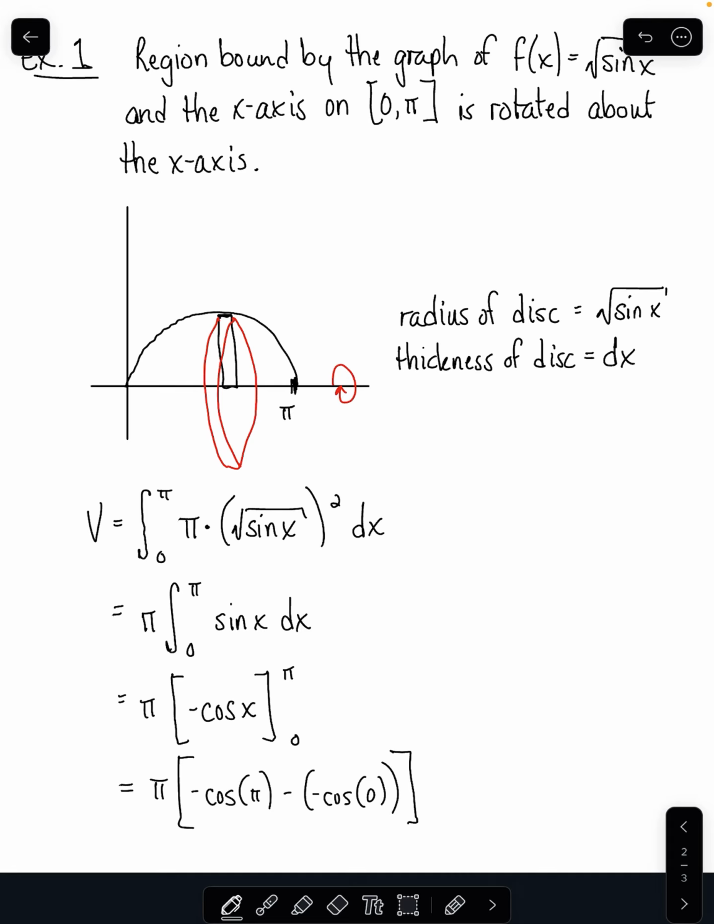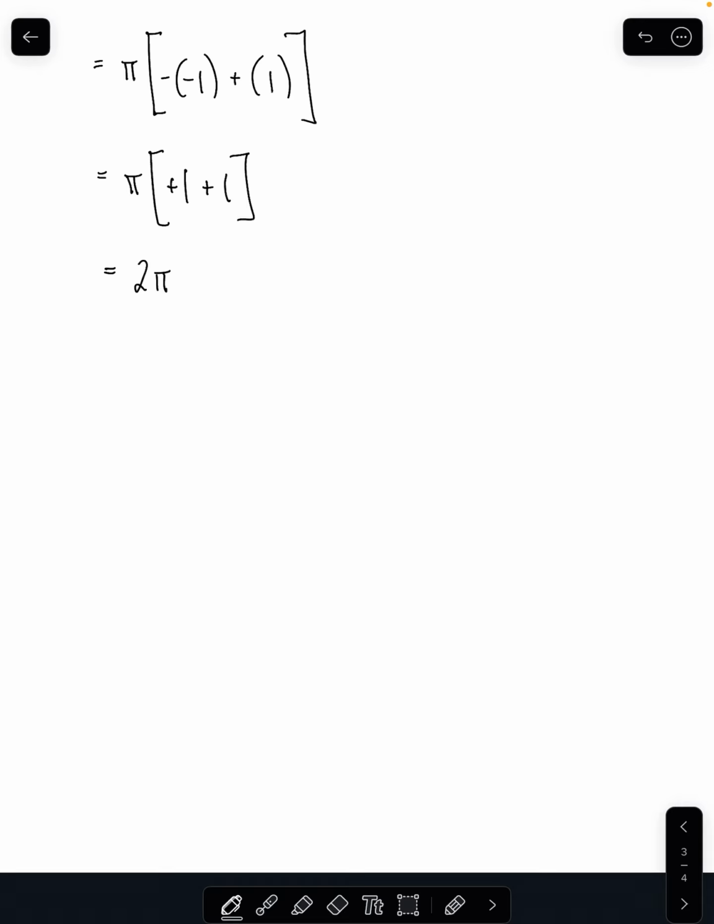The cosine of pi is negative 1. And then we have minus the negative cosine, which turns into a plus, of 0, which is 1. The opposite of negative 1, of course, is 1. And we are left with 2 pi as our total volume.